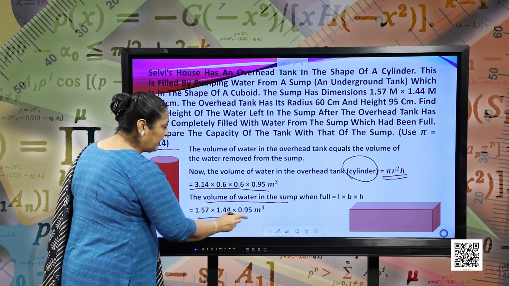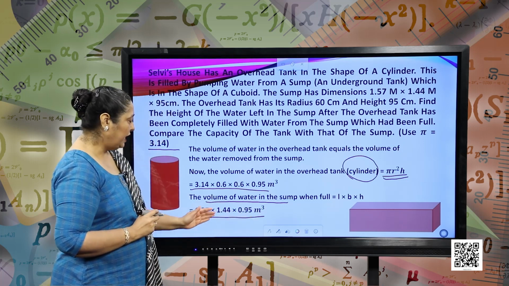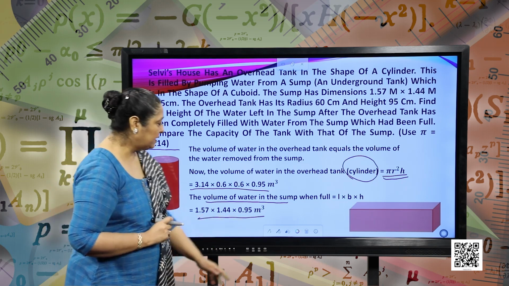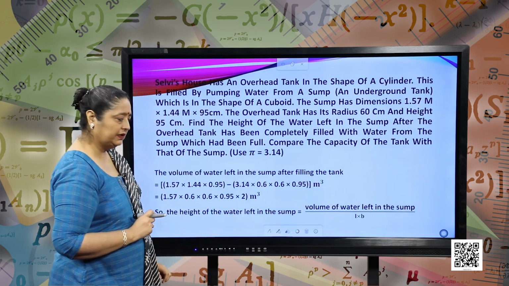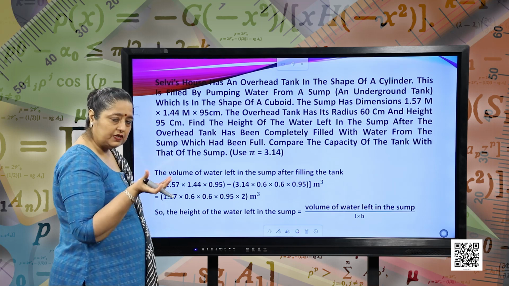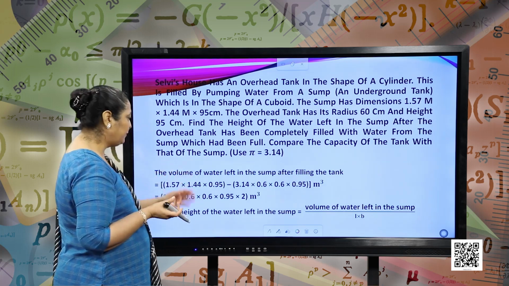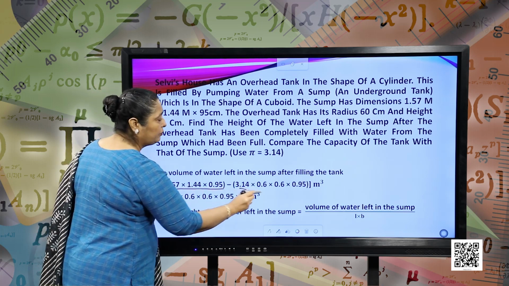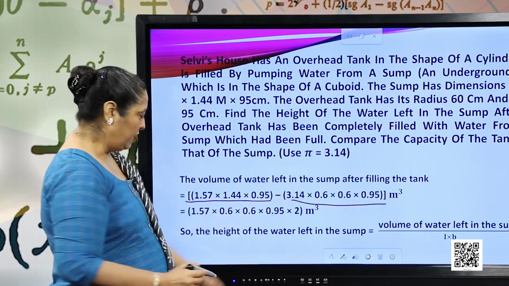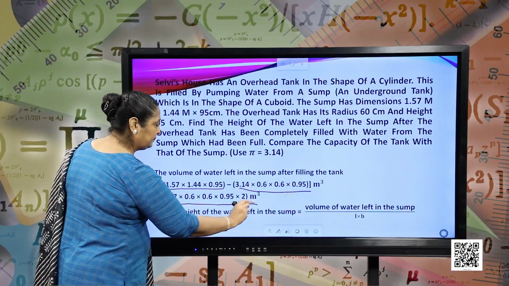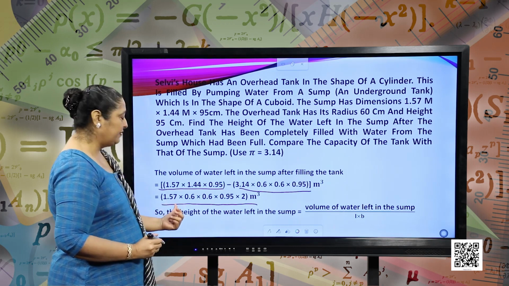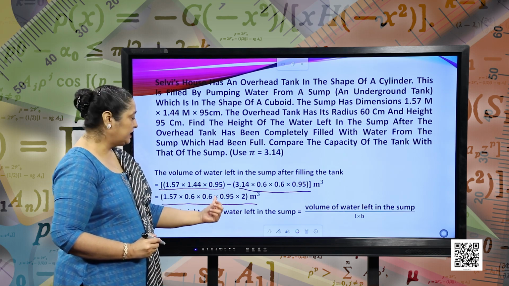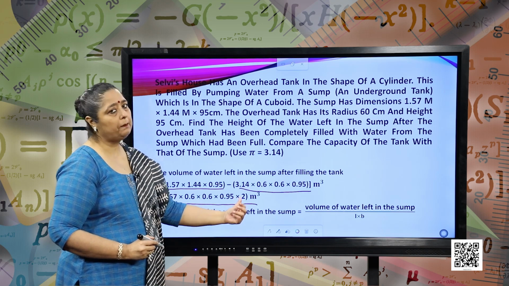So, substituting here again, we have 1.57 into 1.44 into 0.95 meter cube. Moving forward and calculating it further, the volume of water left in the sump after filling the tank will be the volume of the total sump minus the volume of the tank. Subtracting both, we have this value, right. What is this? 1.57 into 0.6 into 0.6 into 0.95 into 2 meter cube.